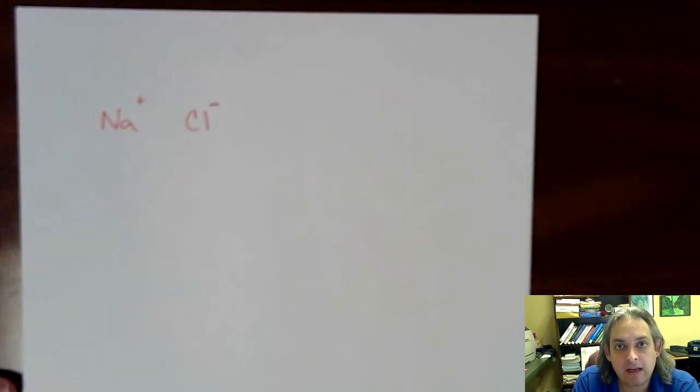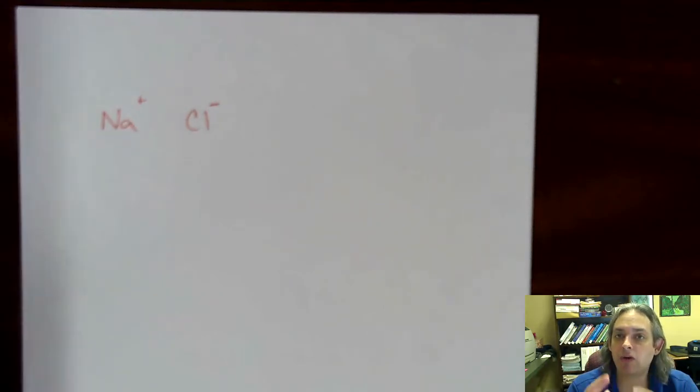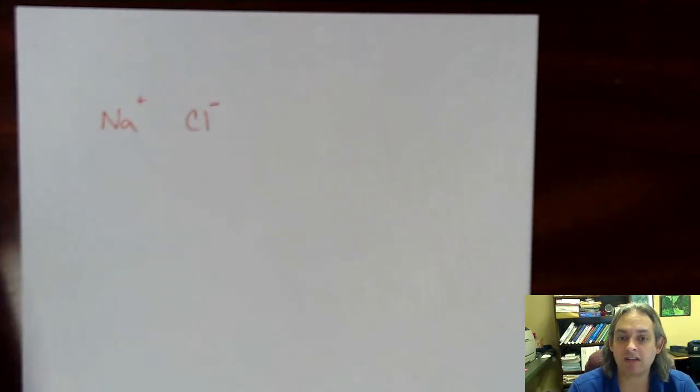Now, compounds that form ionic bonds do not form individual molecules. Instead, what happens is these ions get surrounded by other species that are oppositely charged. So this sodium ion is going to be completely surrounded by chloride ions, and the chloride ions are going to be completely surrounded by sodium ions. That structure that forms is what we would call a crystal lattice structure. Whenever we have an ionic compound, it doesn't form individual molecules, it forms a crystal structure.